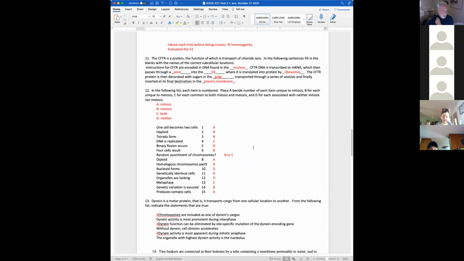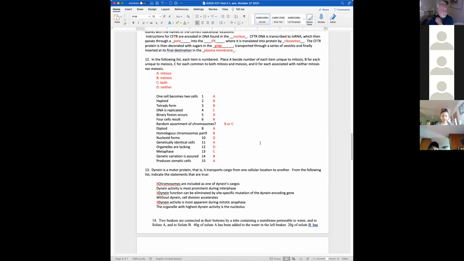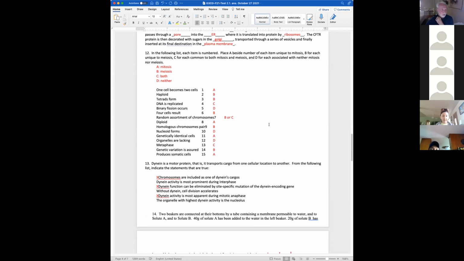And the next one, nobody got this entirely right. There are 15 terms here. And what I'm asking you is to tell me if it's associated with mitosis or meiosis or both or neither. So the first one, one cell becomes two cells. That is A, mitosis. Remember, mitosis is simply a cell division. It's a somatic cell division where you get a precise reproduction of the genome.